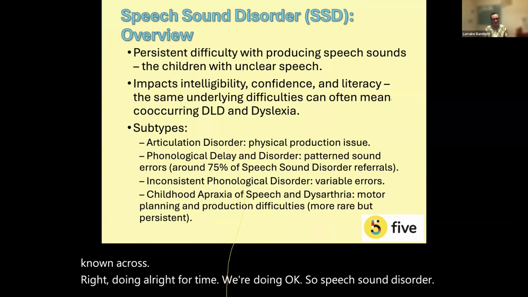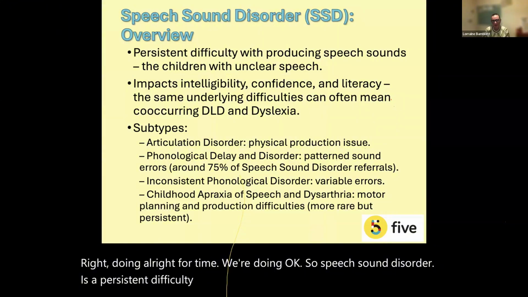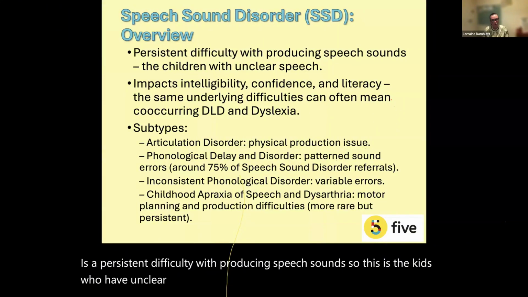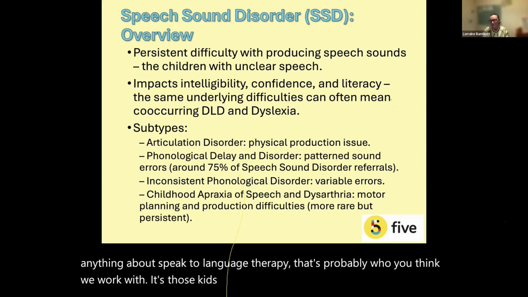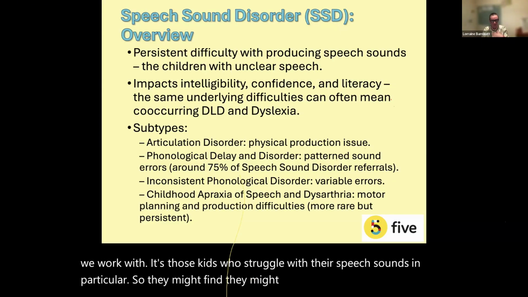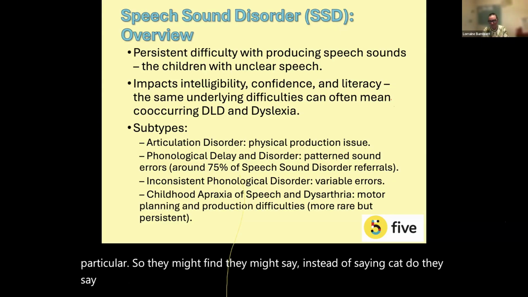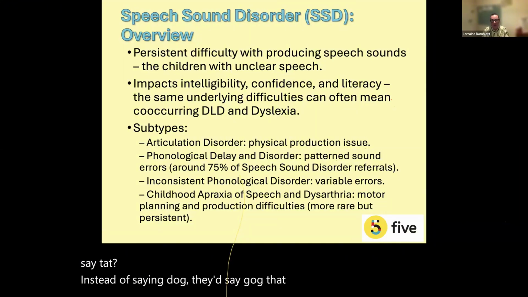is a persistent difficulty with producing speech sounds. So this is the kids who have unclear speech. And I think if you don't know anything about speech and language therapy, that's probably who you think we work with. It's those kids who struggle with their speech sounds in particular. So they might say, instead of saying cat, tat. Instead of saying dog, gog, that kind of thing. So this is called speech sound disorder.